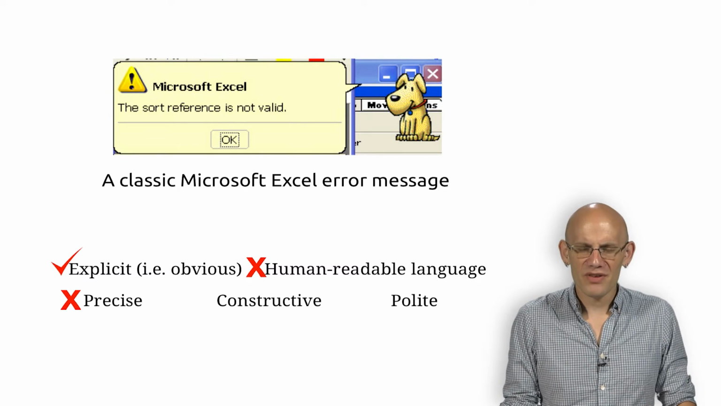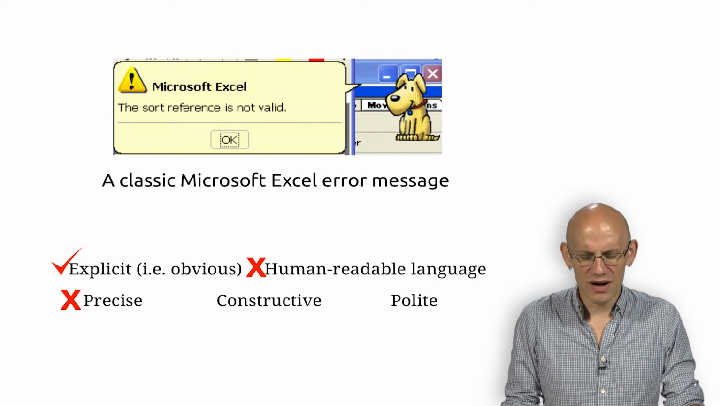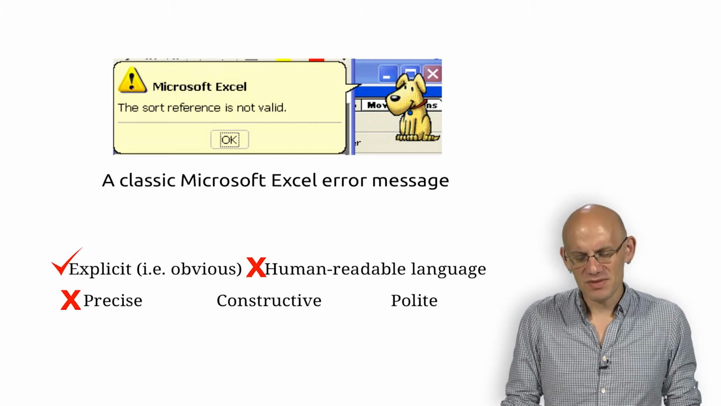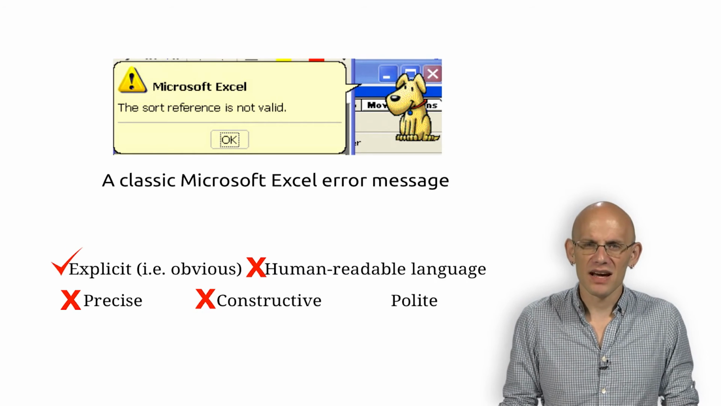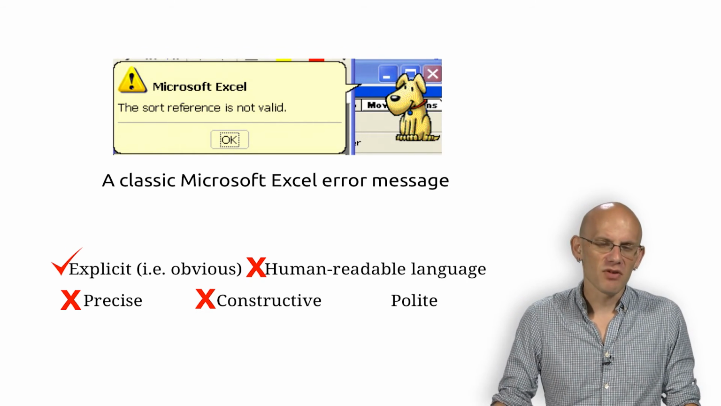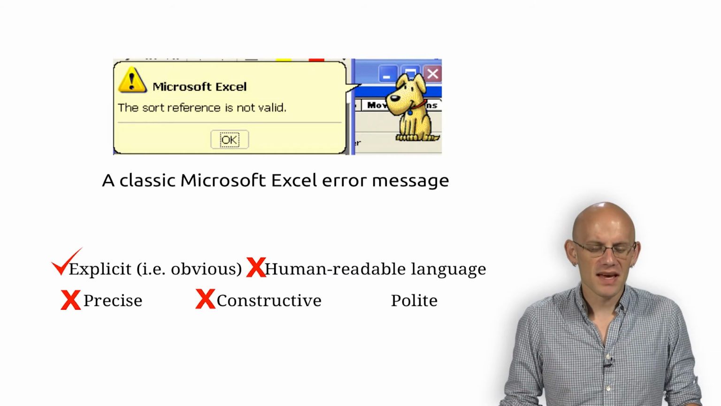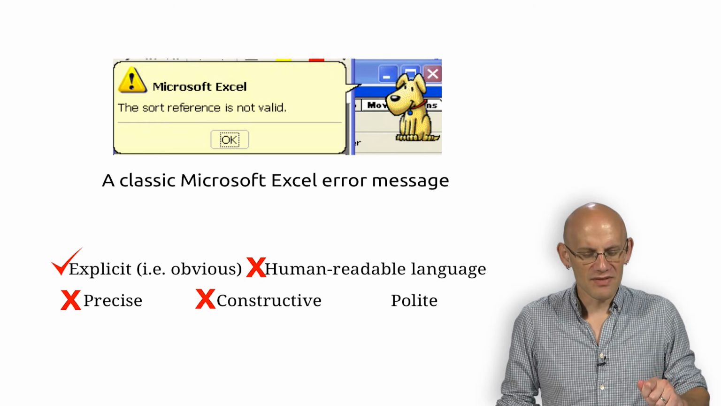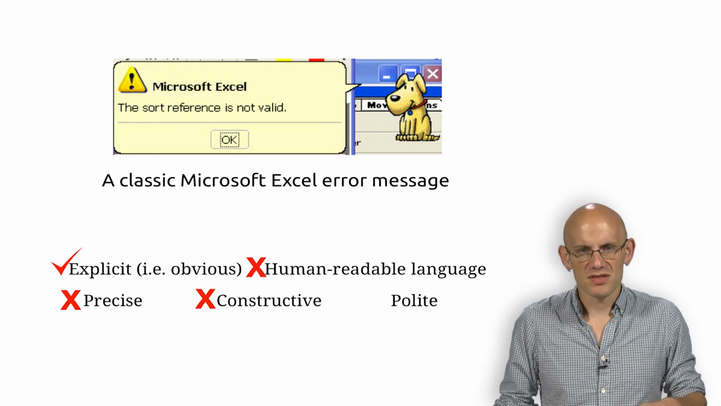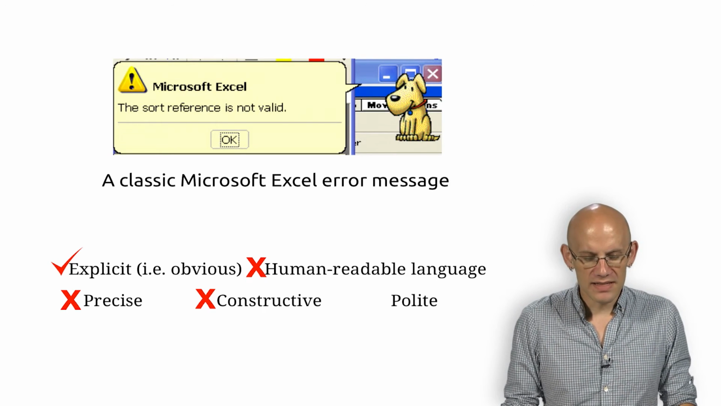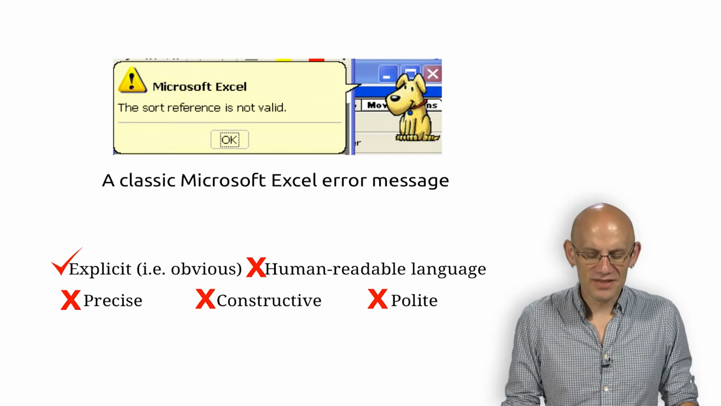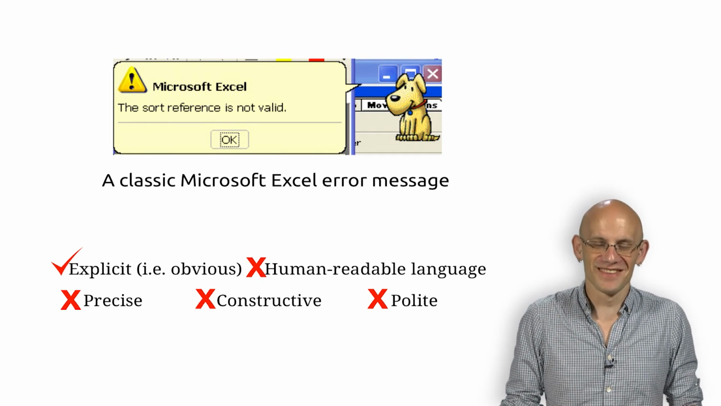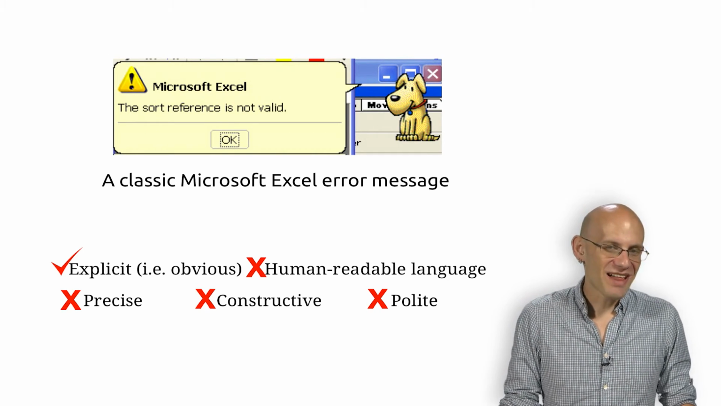So which sort reference, you know, which cell should I look at? These types of things. Is it constructive? Definitely not. It doesn't tell me what I need to do. If you get this error message, you have to say, you know what, I'm going to have to figure out how I can fix this, even though I'm given no suggestions, right? I have to explore on my own. And is it polite? I guess you could say maybe with the dog, but not valid.